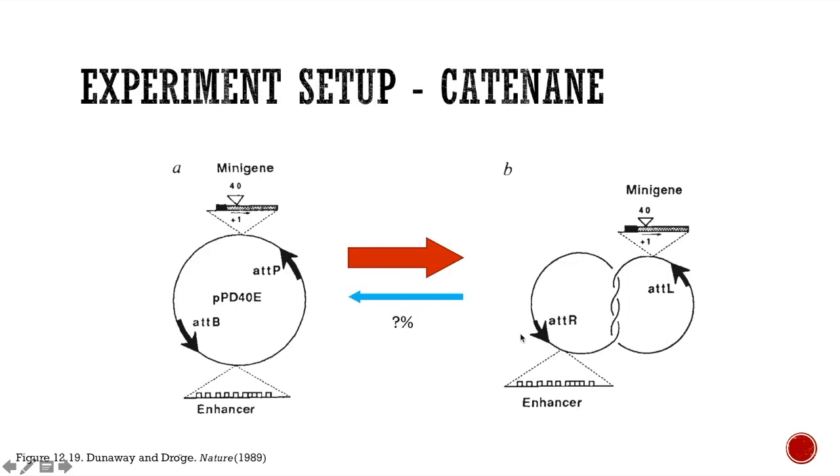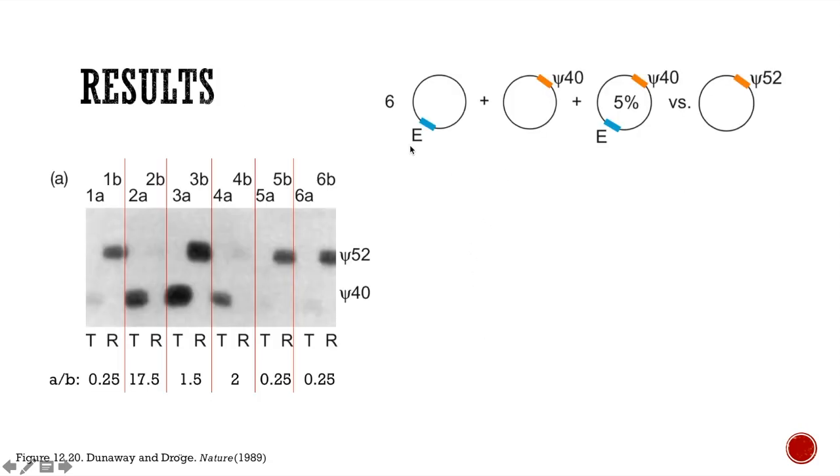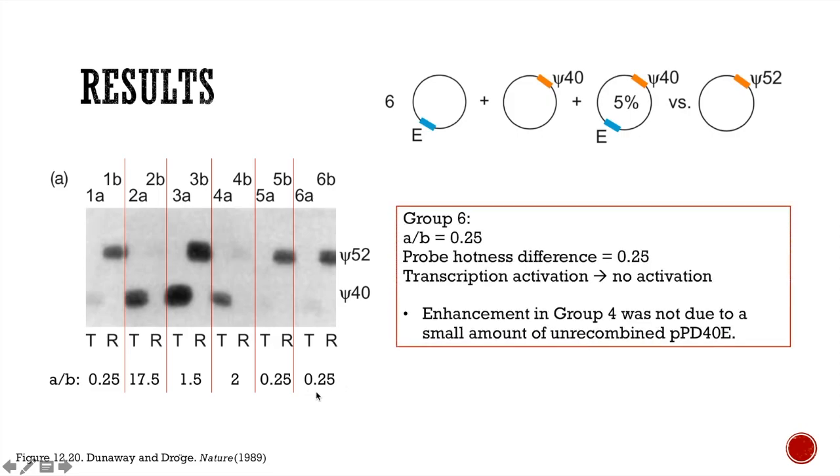Also, recall that when they were trying to make catenanes, they did not get 100% catenate due to the reversible reaction. They were worried that the low percentage of uncatenated plasmid would give them the enhanced transcription they saw in group 4. To exclude this possibility, they added about 5% of the PPD40E to group 5 setup. And the result is that we don't see a significant change on the ratio of lane 6A over 6B. This confirmed that the transcriptional activation observed with the catenated enhancer was not due to a small amount of unrecombined PPD40E.